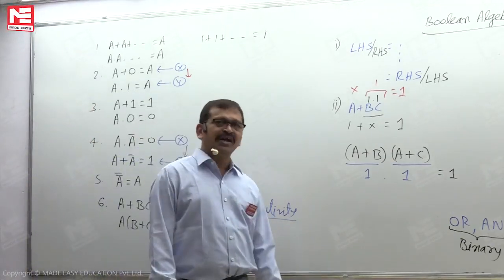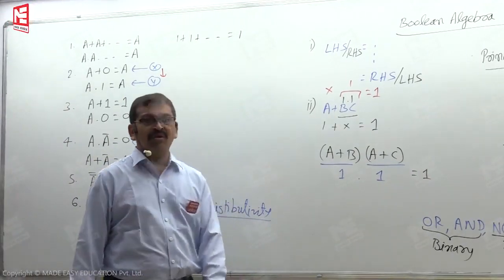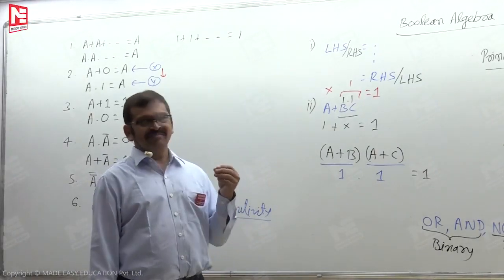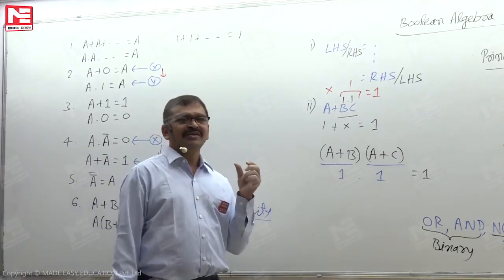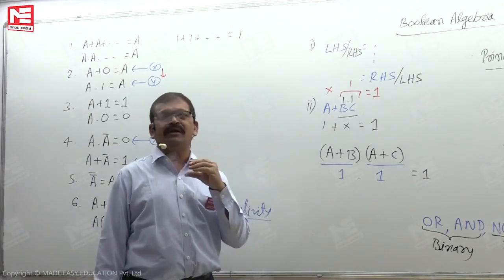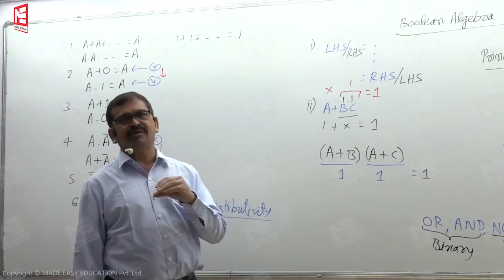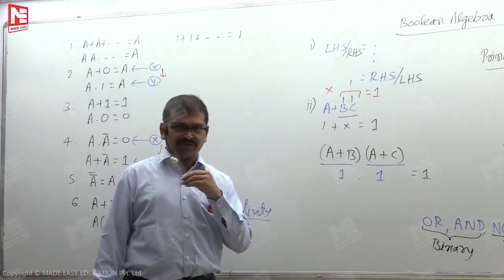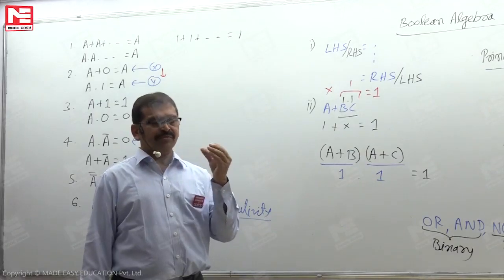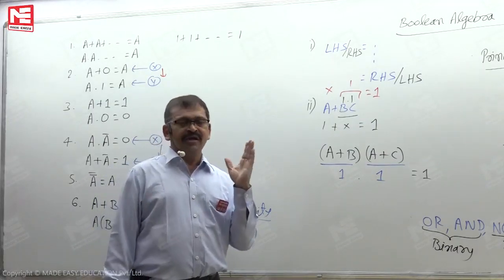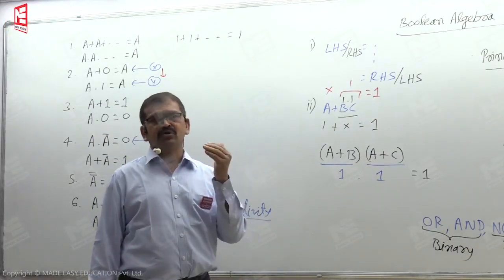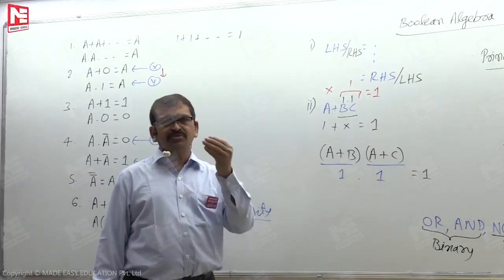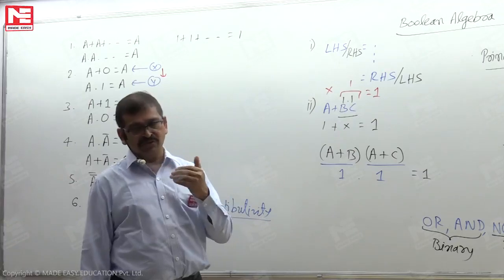The other usage of duality, which is of course more relevant to EC students and EE students, is that it is possible to convert a positive logic system to a negative logic system, or vice versa, converting a negative logic system to a positive logic system. With the help of duality, it is possible to make this conversion. It is one of the other usages.